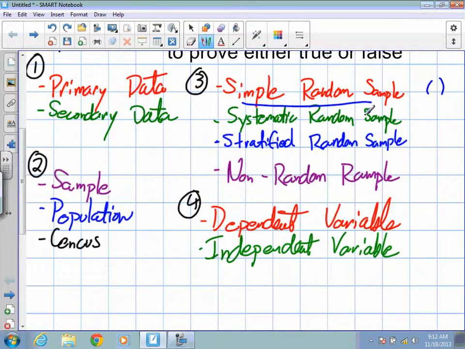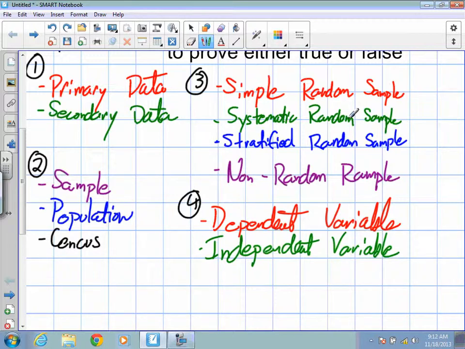Okay? Systematic random sample is choosing members of a population at fixed intervals from a randomly selected number. So, systematic would be, I'm going to choose every 7th person who comes into No Frills, and I'm going to interview them.